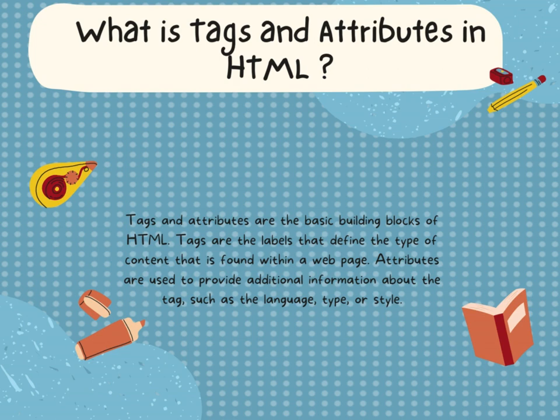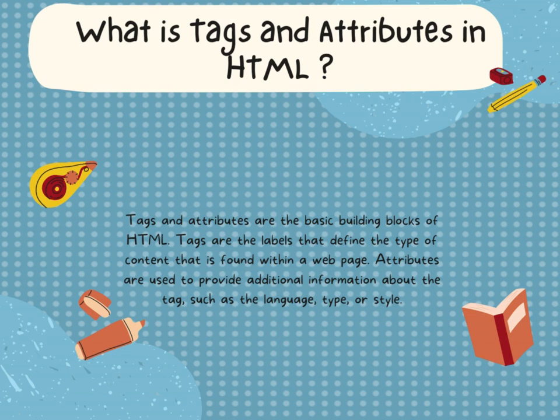Tags are the labels that define the type of content that is found within a web page. Attributes are used to provide additional information about the tag. Why do we use the attribute? We use the attribute because it provides additional information about the tag, such as the language, the style, or type. Is it clear?